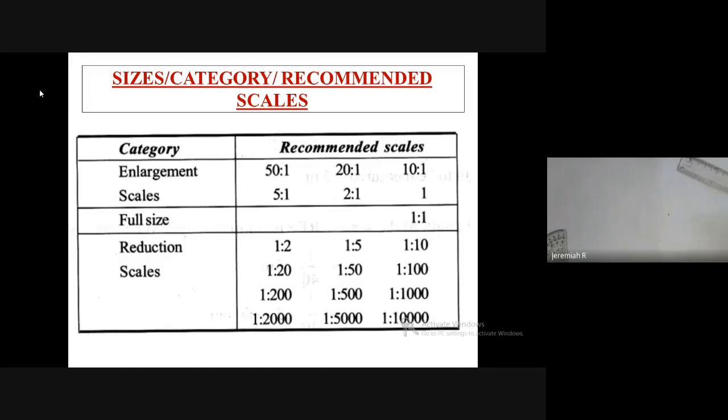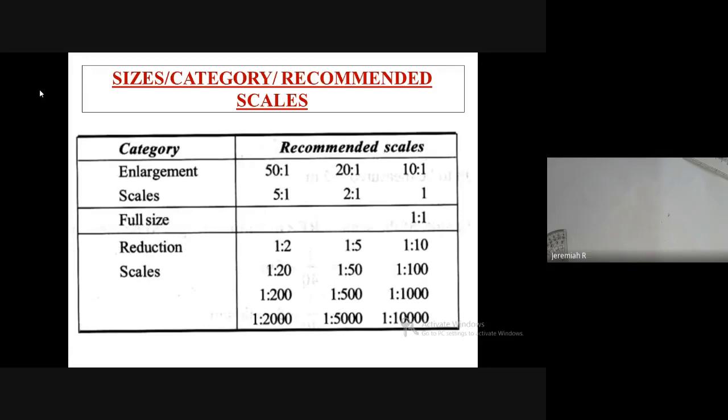Recommended scale. This is a standard size. Sometimes we cannot apply this. Okay, these are the recommended scales. So for enlargement, we can take 50:1. What is enlargement? We go for enlargement when the component size is very small. Just imagine Swiss type watches. In the watch there are some gears whose size will be very small. I want to draw that, so we have to go for an enlargement scale.